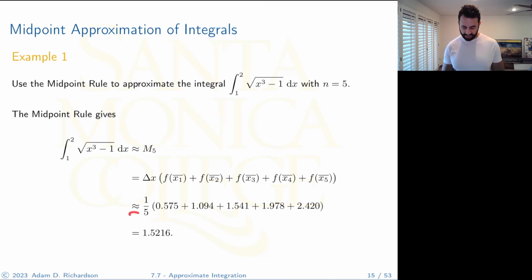And then here's where we need to use an approximation. We have to use a calculator or a computer to approximate these function heights. So that's what we do, and we get this. And then when we add all those up and divide by 5, we get that value. So there we go. What is this integral equal to? Well, I don't know what it's exactly equal to, but I do know that it's approximately 1.5216. And that's if I use a midpoint approximation with 5 subintervals.